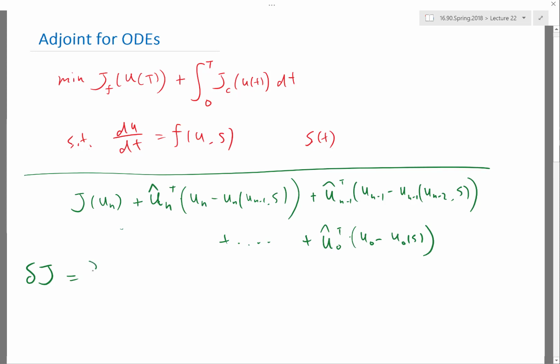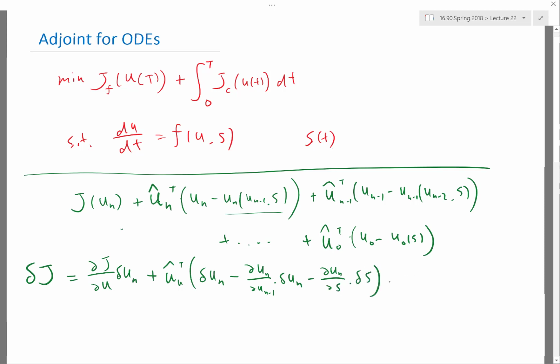It is partial J partial U_N times delta U_N. That delta U_N is the perturbation in the U_N as a result of an infinitesimal perturbation in S, plus a U hat of N, which is whatever it is, times delta U_N minus a perturbation of this function: partial U_N partial U_{N-1} times delta U_{N-1} minus partial U_N partial S times delta S, and etc.